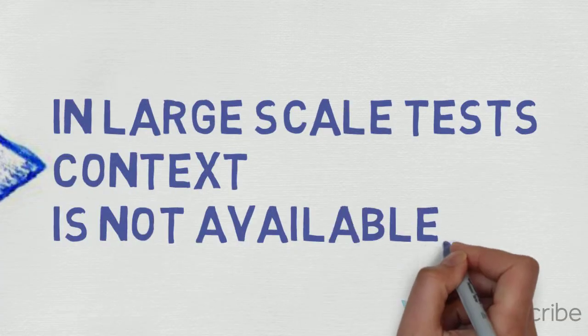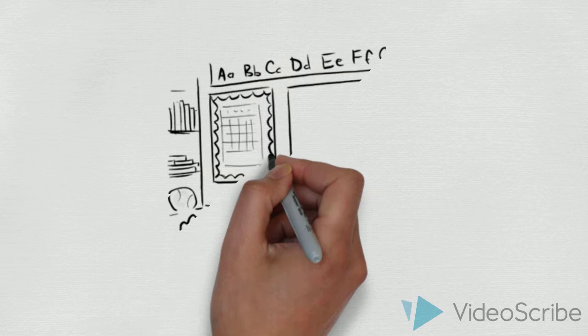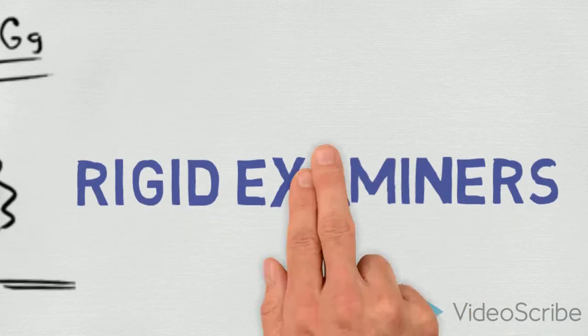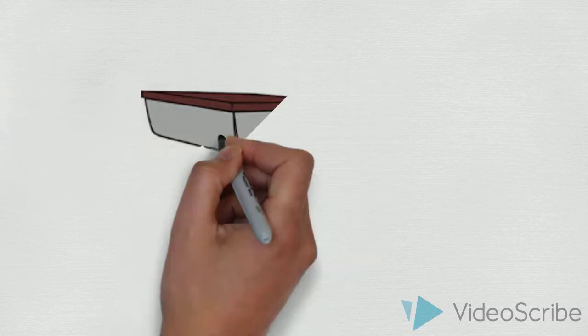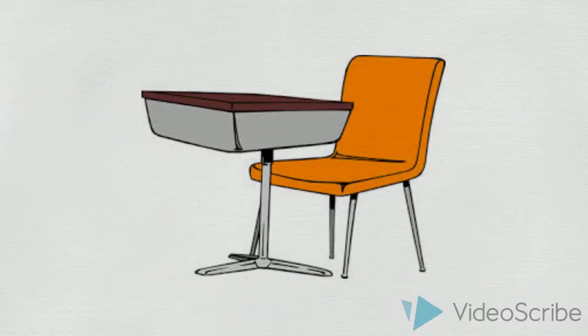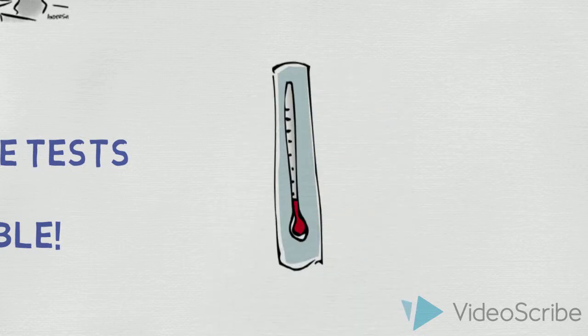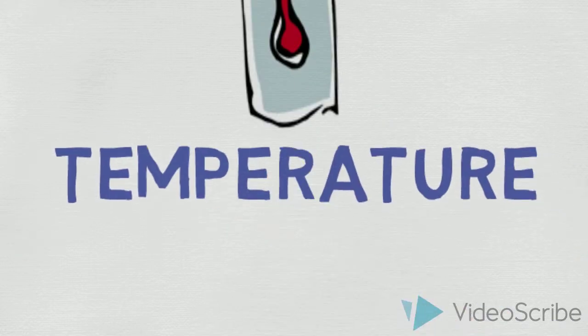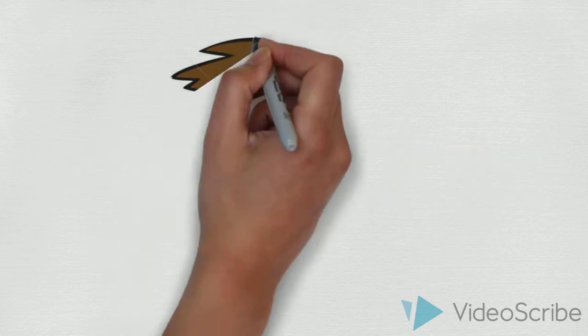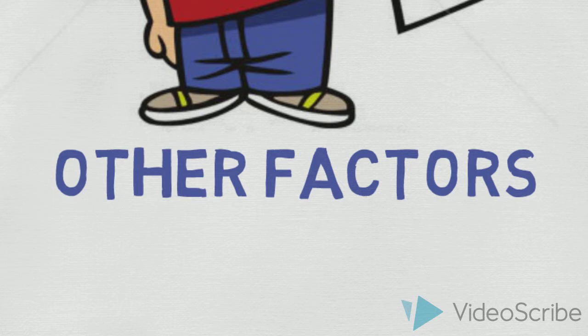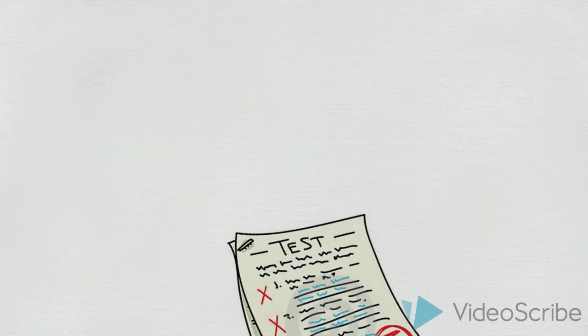Instead, in large-scale testing, the classroom context is not available. Test takers face a different context, including rigid examiners, the time the test taker is at, temperature, and some other factors which will impact the performance of the person taking the test.